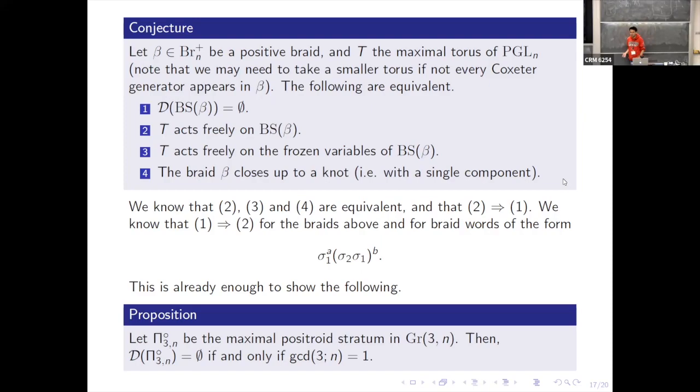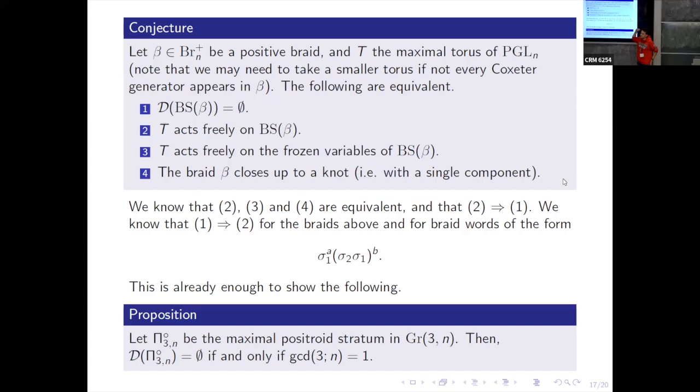The braid technology only works in simply laced, or is there any way to extend to the non-simply laced? We should be able to get non-simply laced if we work with double Bott-Samelson cells in non-simply laced type. So there is a definition for those. We don't get these visual pictures, but we should be able to, and it shouldn't be so hard.